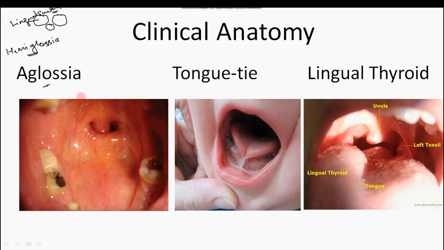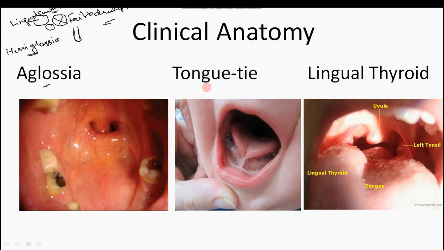In case of hemiglossia, what happened? Only one side of the lingual swelling develops, either the right side or the left side. So one side, suppose, fails to develop. As a result, only half part of the tongue develops. Clear? This is the hemiglossia.